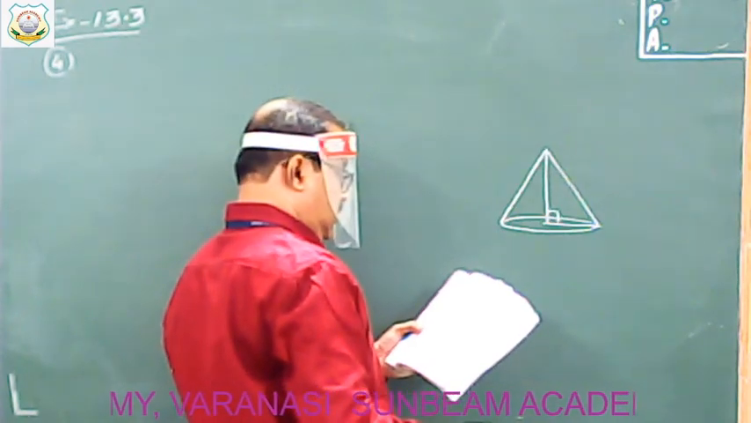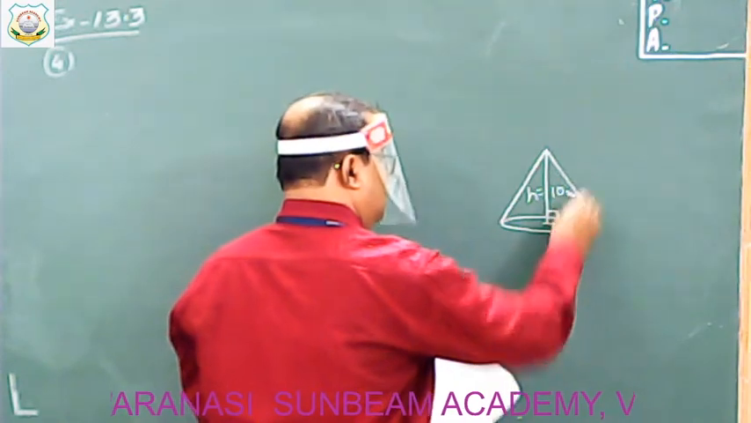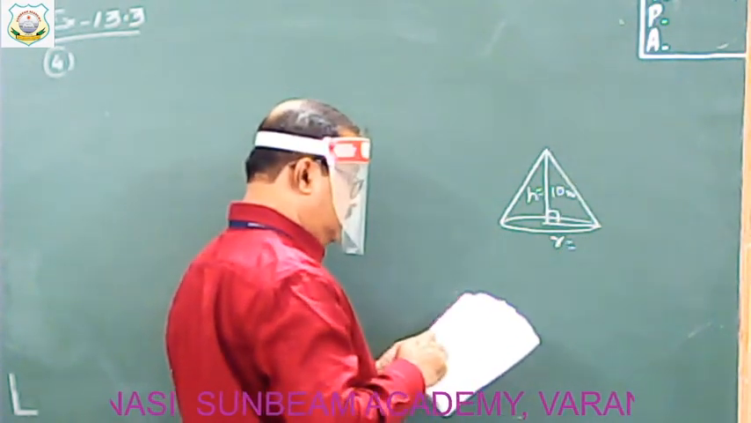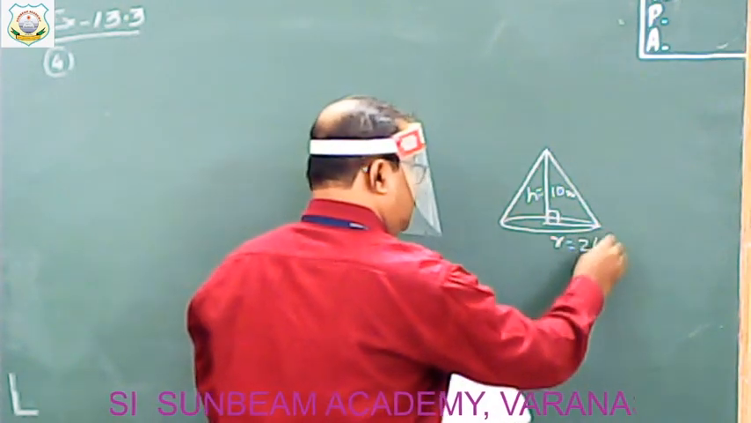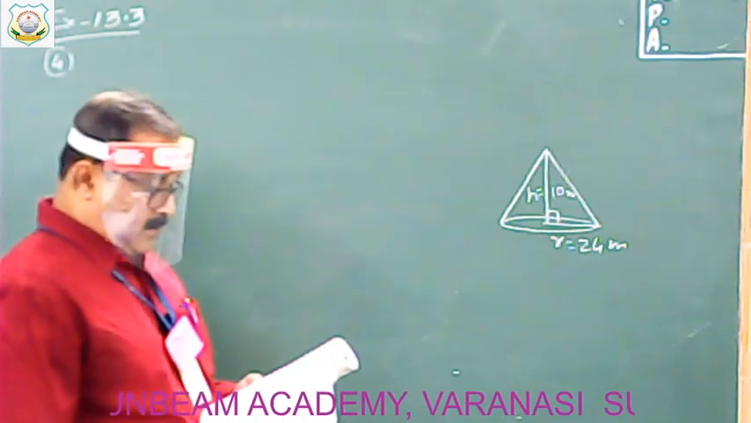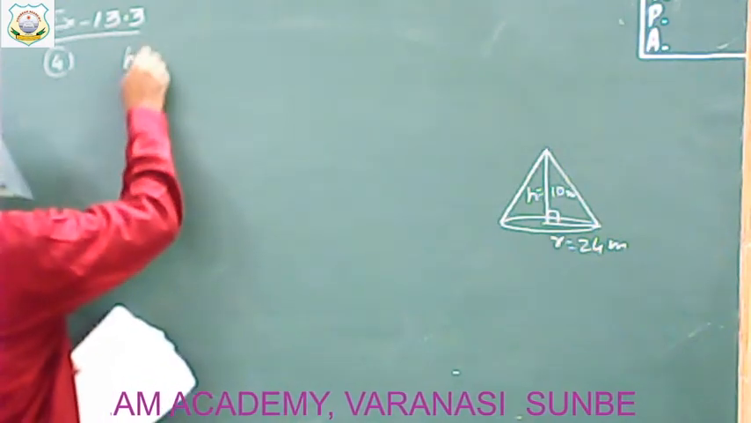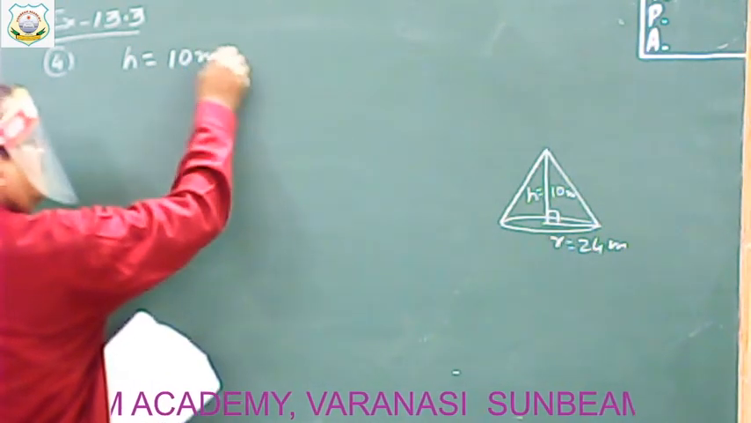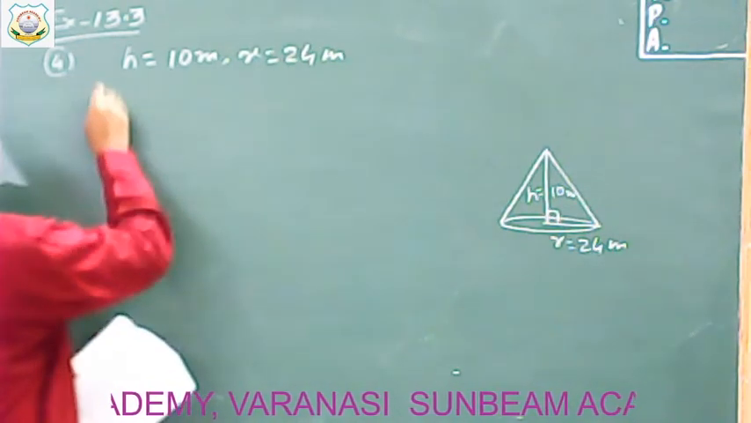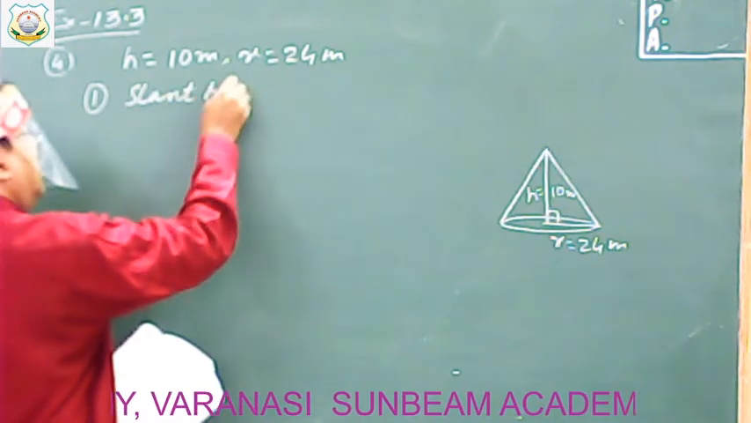Okay, the height is 10 meters and the radius of this is 24 meters. How do we find slant height? So write down first: height 10 meters, radius 24 meters. So slant height you have to find.